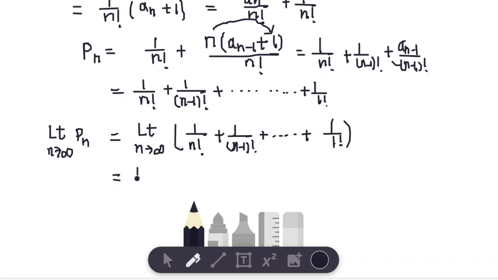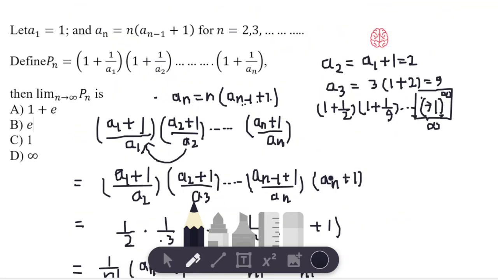So further, it goes to infinity, so the answer is E. So for this question, the answer is E. I hope all of you understand. It's a nice problem. You can attempt it and use the recursion approach to get the answer. Thank you for watching.